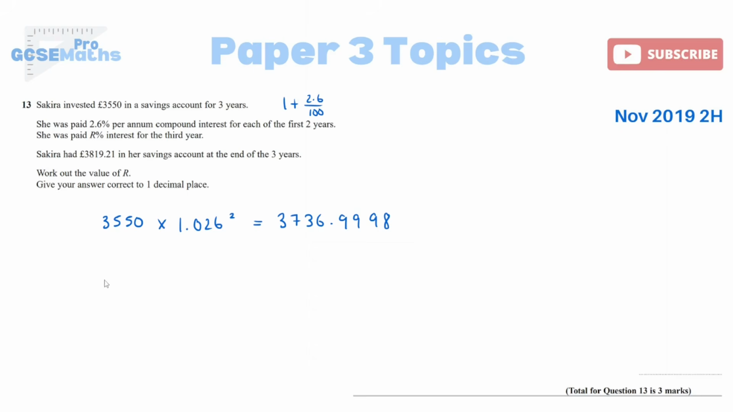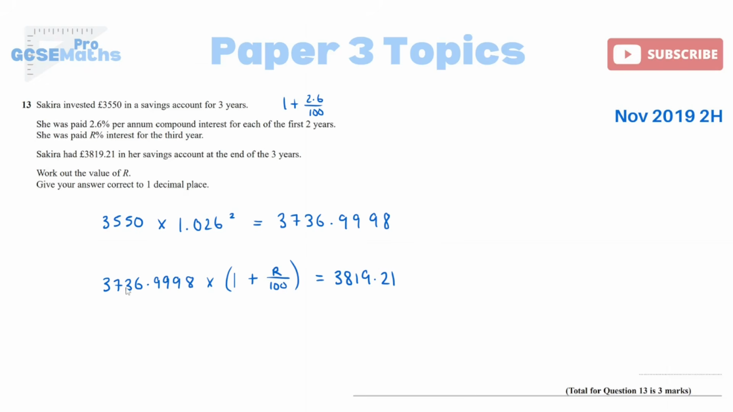Technically, we would then take that number, wouldn't we? That would be our new starting amount, our new principal amount. And we would times it by 1. This time I will use the formula because we don't know the interest. Plus R, in this case, over 100 to the power of 1, because it's only 1 year. You don't really need to write that though. To the power of 1. Now, I know that that would equal £3,819.21. So now I've got an actual equation, and we just need to rearrange it to find R.